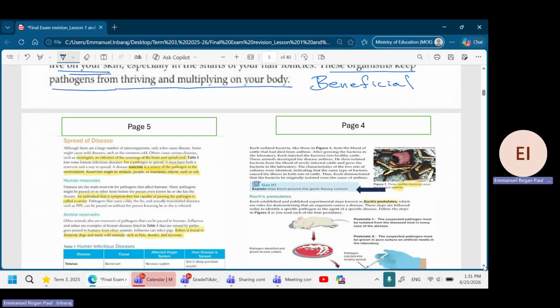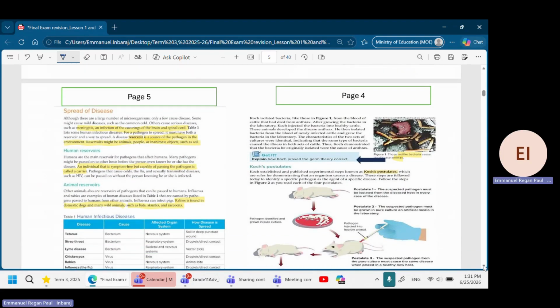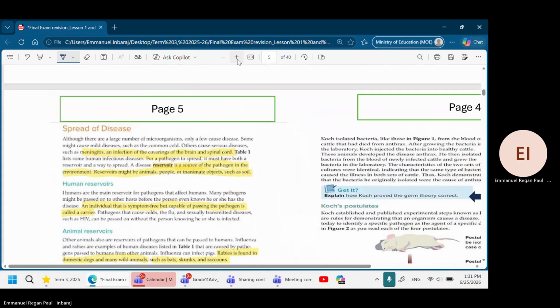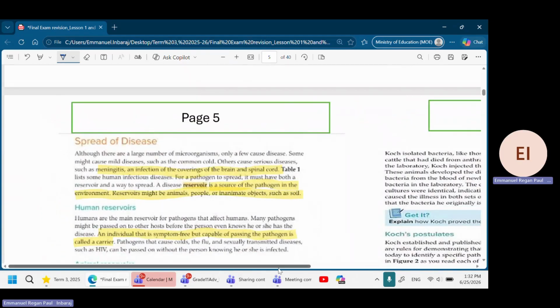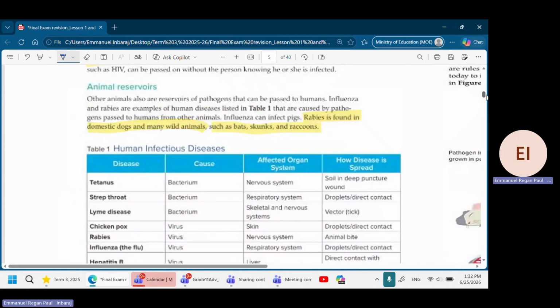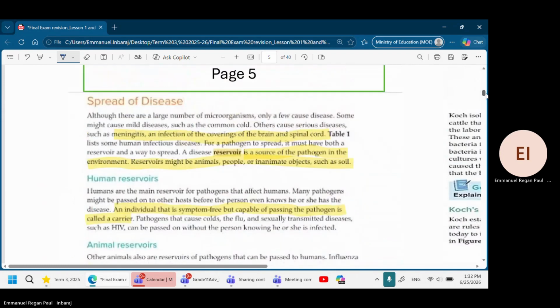Now let's move on to page number 4 and 5. First, let me zoom in. Let's move on to page number 5 and then we'll come to page number 4. Okay, here we go. Page number 5. Now I want you to turn to page number 5.